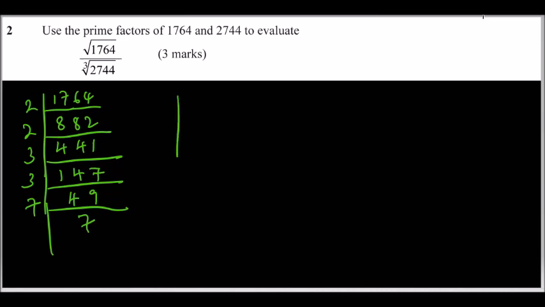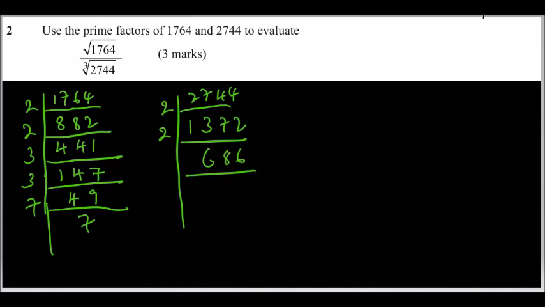Then we go to 2,744. We can divide by 2. This will give us 1,372. We divide again by 2. We will get 686. We divide again by 2. We get this is 343.